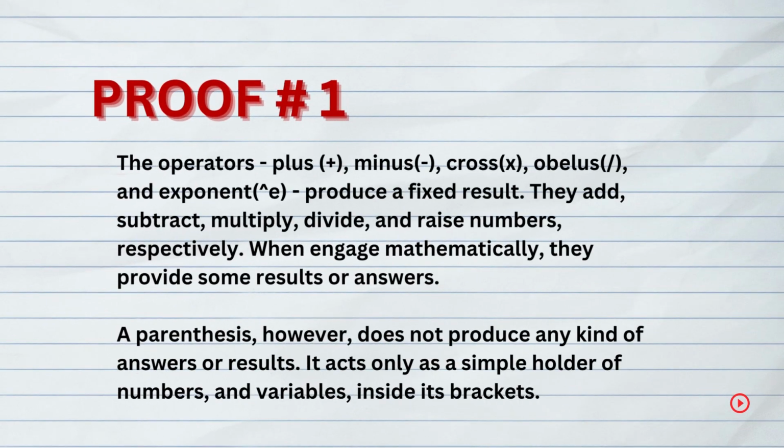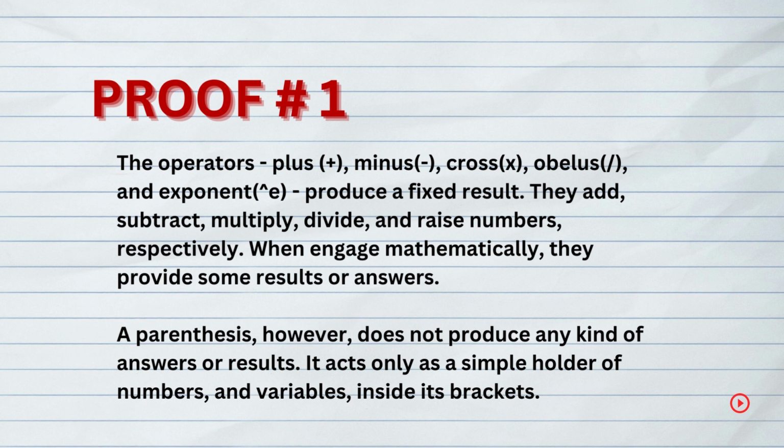Proof number 1. The operators plus, minus, cross, obelus, and exponent produce a fixed result. They add, subtract, multiply, divide, and raise numbers, respectively. When engaged mathematically, they provide some answers. However, a parenthesis does not produce any answer or result at all. It acts only as a simple holder of numbers and variables inside its brackets.